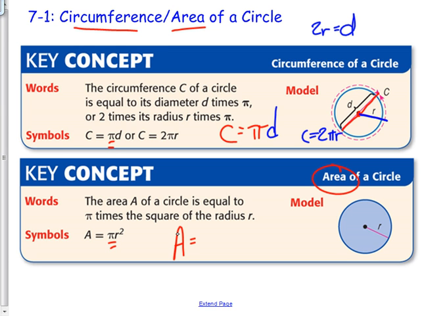So if they give us the diameter, you have to divide it by 2, and then square that answer and multiply by pi. So I will write that little difference there. I'll put d divided by 2 and then put this in parentheses and then square it times pi. Or we can do area equals pi r squared. Again, we're squaring r because we're finding the area.